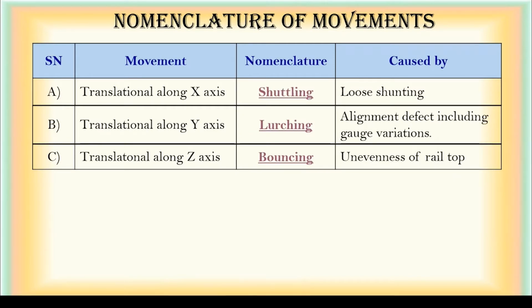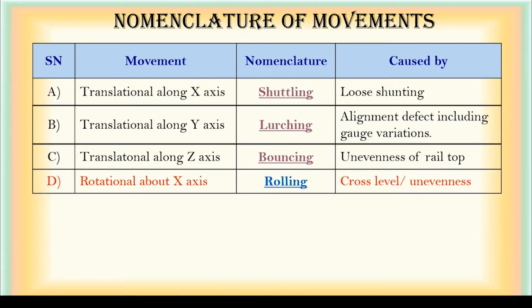Now, these are the translatory motions, translatory oscillations which are possible in rolling stock during movement. Some rotational movements are also possible. We can see it. If the vehicle is rolling about x-axis, rolling means it's rotating about x-axis, then that is known as rolling. And what does rolling mean? Let's see it.